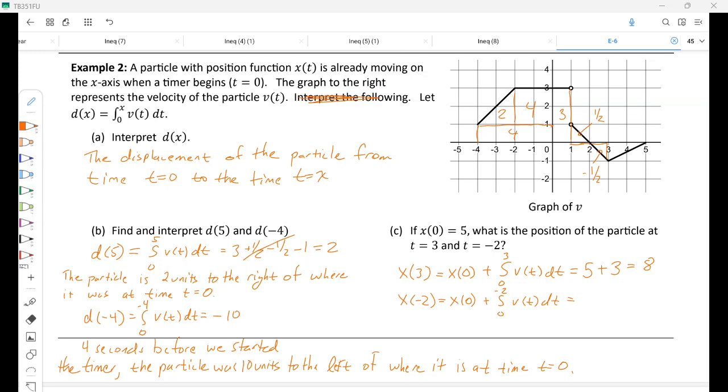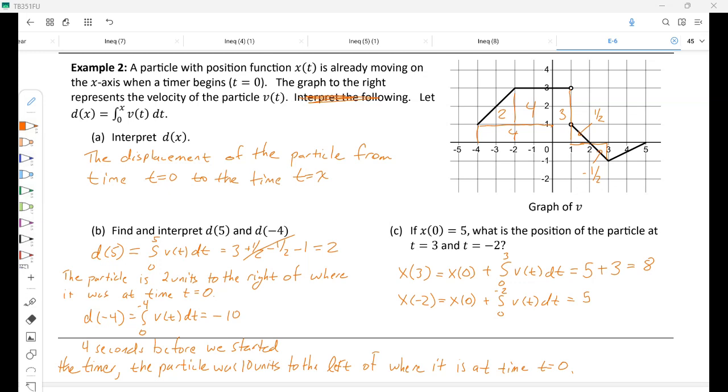The question I'm really asking is, where was that particle 2 seconds before you started the timer? But you can just add that as long as this starting position matches the starting position of the integral, it will take care of any sign changes for you. So this time we're going to do 5 plus, what's the integral from 0 to negative 2? Negative 6, because you're traveling backwards.